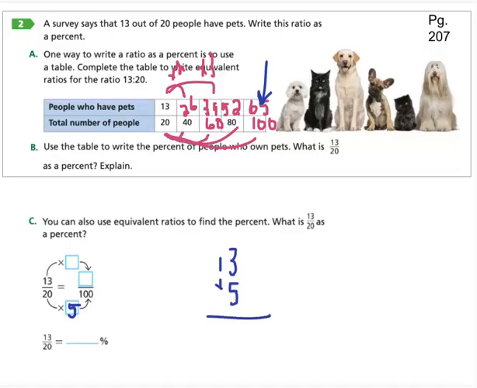So that's 15, carry a 1. That's 65. So that's 65 out of 100. So that's what we had up there. This is going to be 65 out of 100. We know if it's out of 100, that's percent. So I can go ahead and put 65% in there.